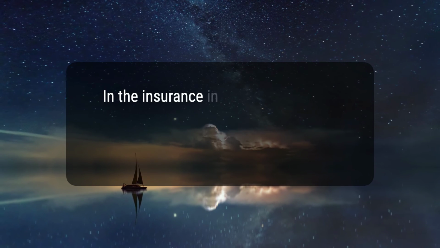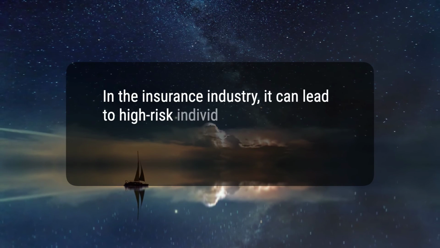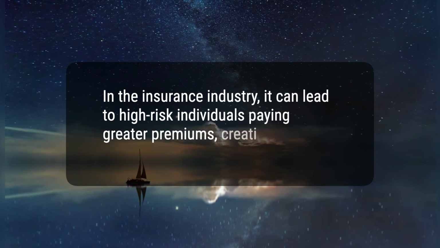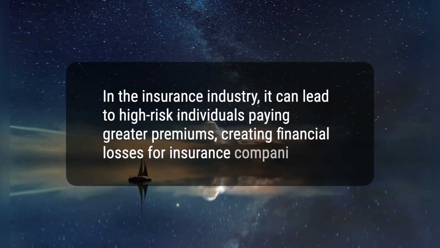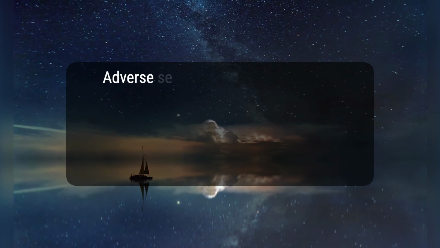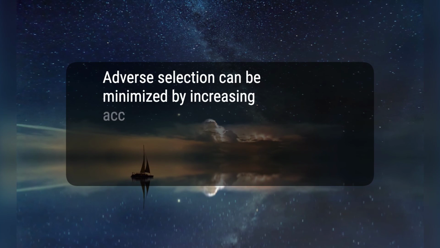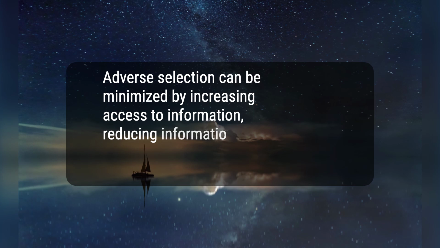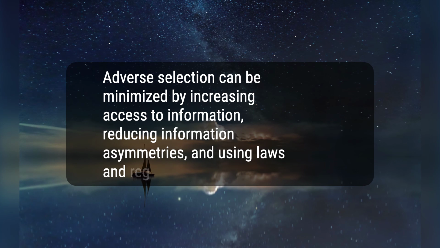4. In the insurance industry, it can lead to high-risk individuals paying greater premiums, creating financial losses for insurance companies. 5. Adverse selection can be minimized by increasing access to information, reducing information asymmetries, and using laws and regulations to help.